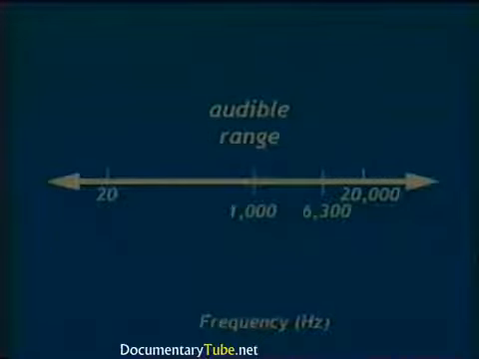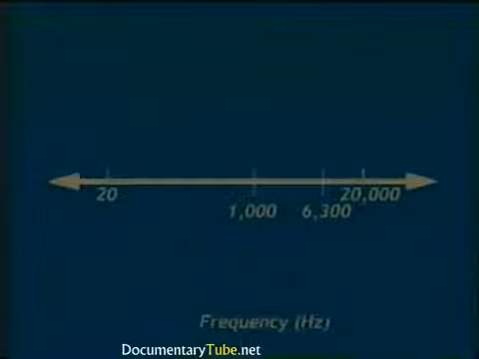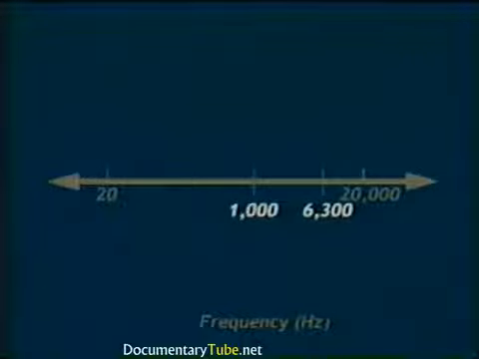We can also look at human perception of sound according to frequency. Remember from before that the audible sound range for humans is from 20 to 20,000 hertz. This is shown plotted on a logarithmic scale. Even though perfect human hearing lies in this range, we do not hear equally well at all frequencies. Earlier it was stated that human hearing is most sensitive in the range of about 1,000 to 6,300 hertz.